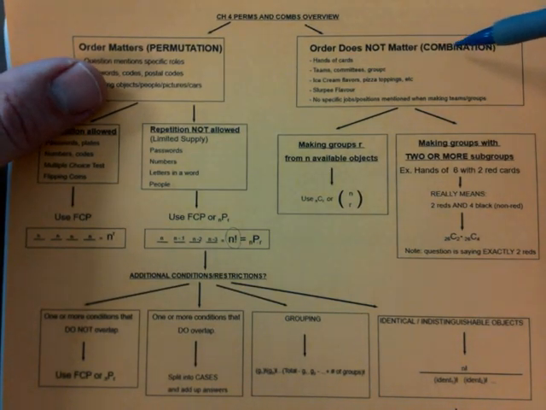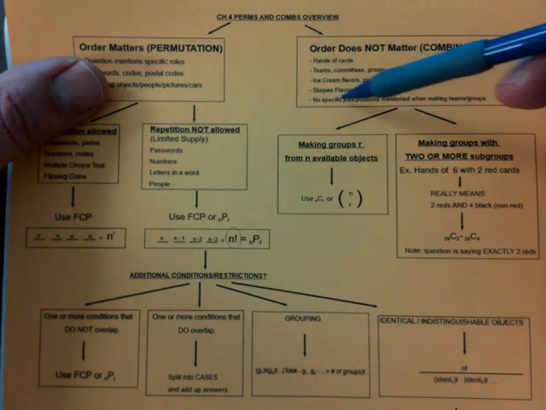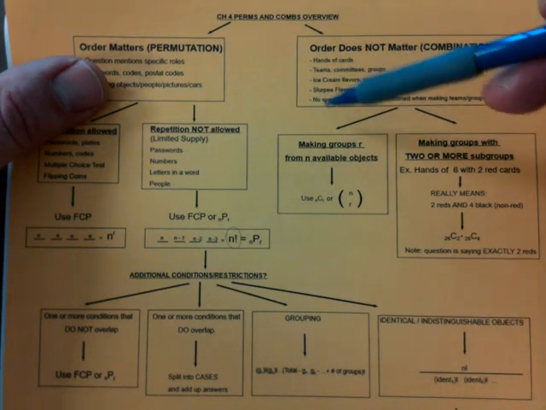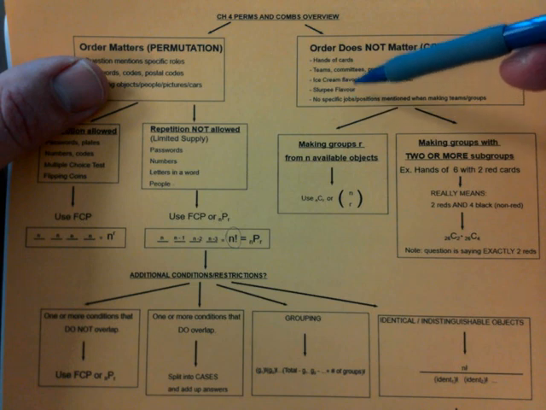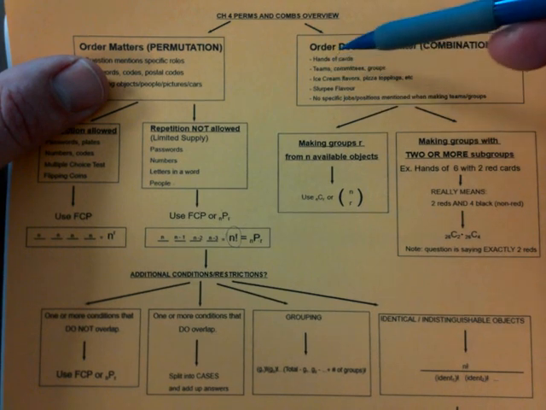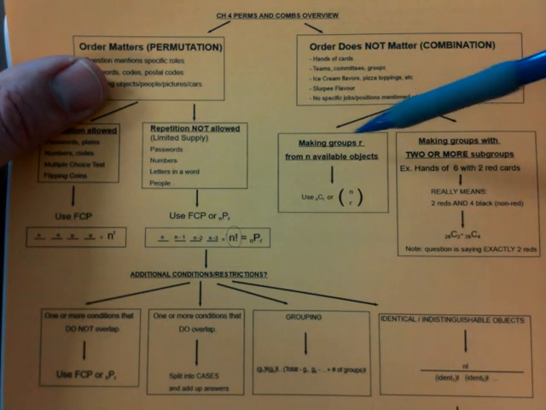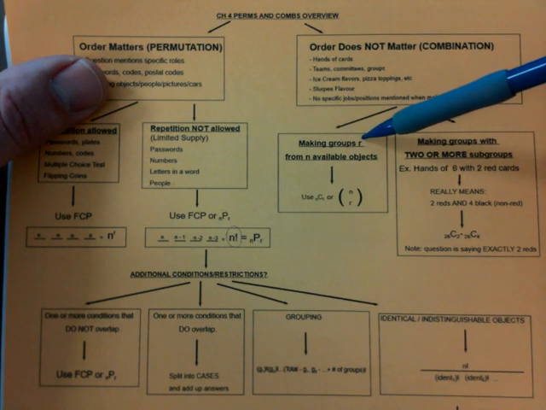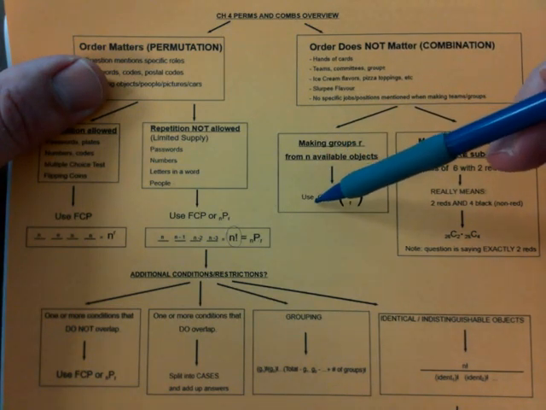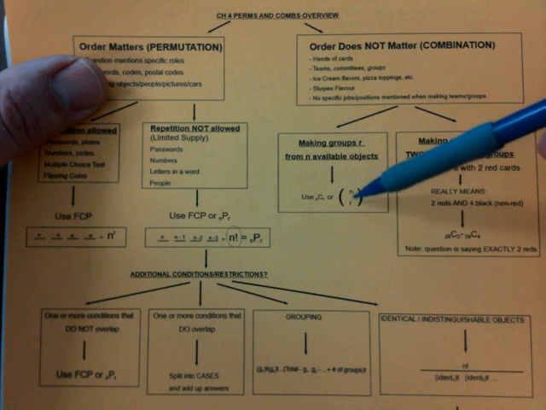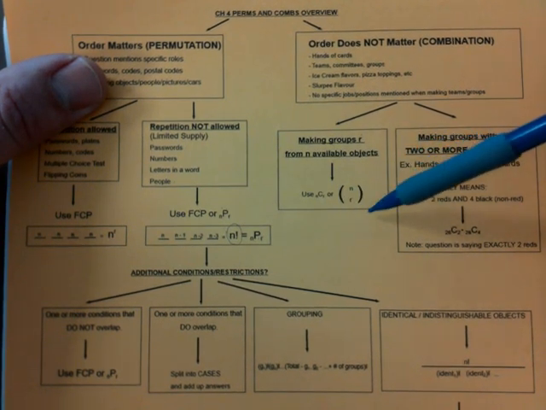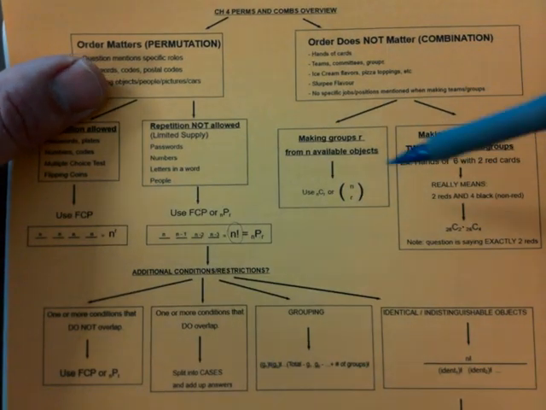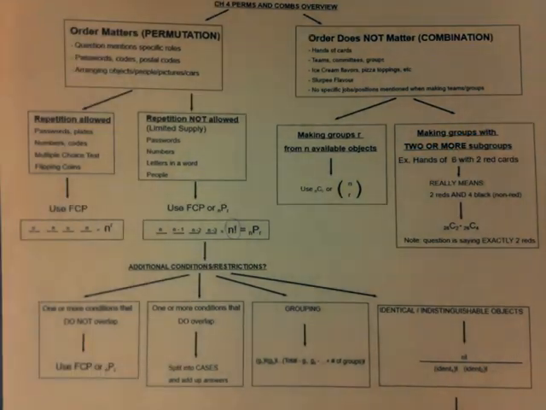If order does not matter, like hands of cards, these keywords should probably be on your study sheet if you struggle with determining what needs to happen. These keywords tell you, okay, we're in combinations territory. Then making groups of r from n available, so you use nCr like this, or sometimes the province has used this notation. I'm not going to ask you to use this notation, but you need to be able to read it if it's there.